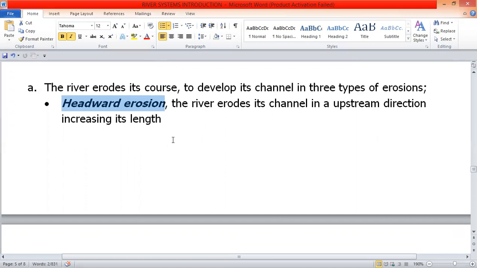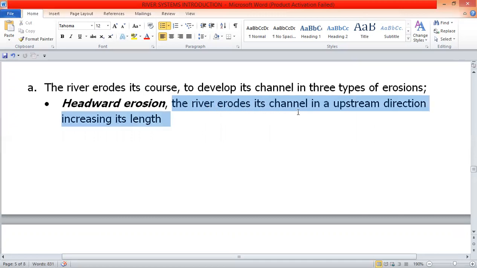Because if the stream had its mouth here at this point, and this is up, and this is downstream, then we say headward. The stream is being eroded this way. When you go up like this, you see the size is doing what? Increasing. Now the stream is from here to here.